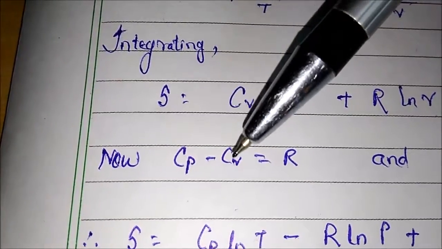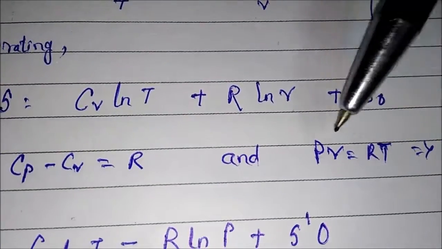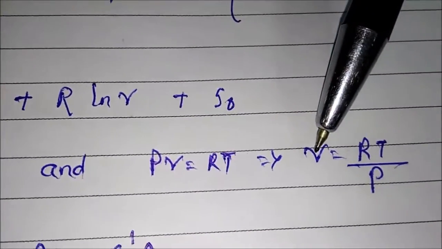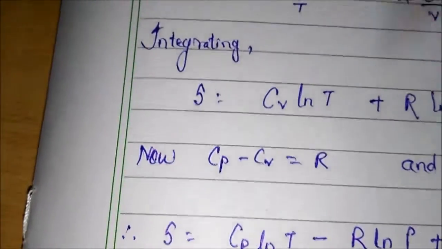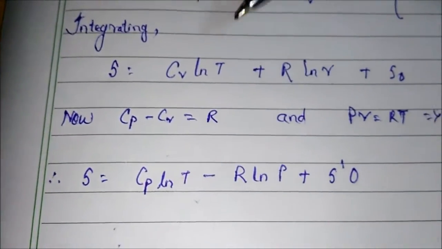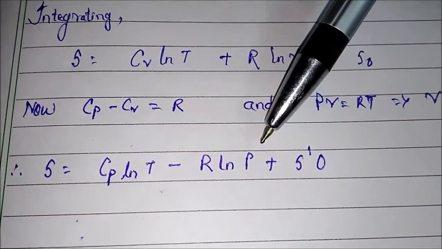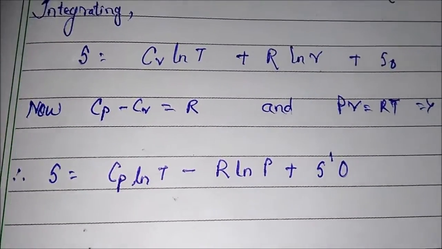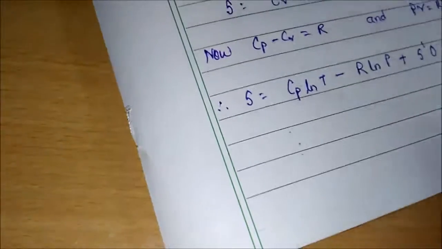We know that Cp minus Cv is equal to R. And we also know that PV is equal to RT. This equation is applicable only for an ideal gas. So we can change it and write it as V is equal to RT by P. Alright, now let's put everything back into this equation and rewrite it. Once you have done everything, you will get the new equation: S is equal to Cp ln T minus R ln P plus S dash naught.